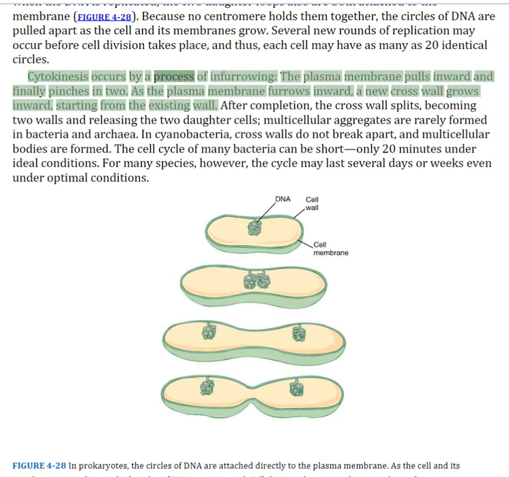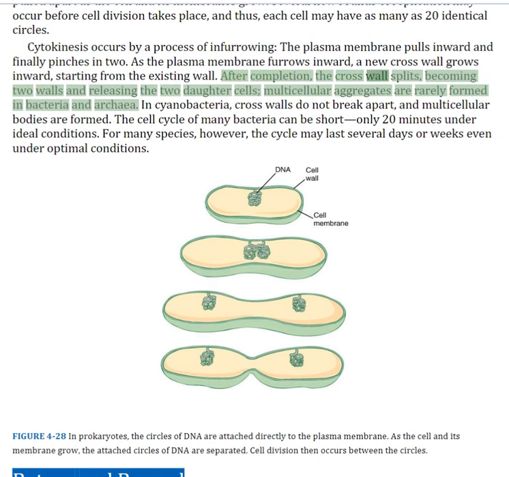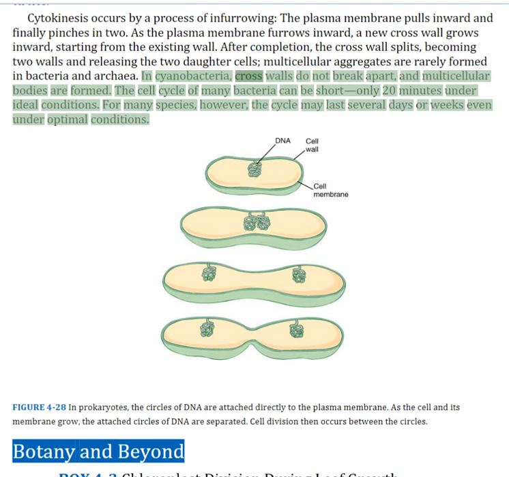Cytokinesis occurs by a process of furrowing. The plasma membrane pulls inward and finally pinches in two. As the plasma membrane furrows inward, a new cross-wall grows inward, starting from the existing wall. After completion, the cross-wall splits, becoming two walls and releasing the two daughter cells. Multicellular aggregates are rarely formed in bacteria and archaea. In cyanobacteria, cross-walls do not break apart, and multicellular bodies are formed.